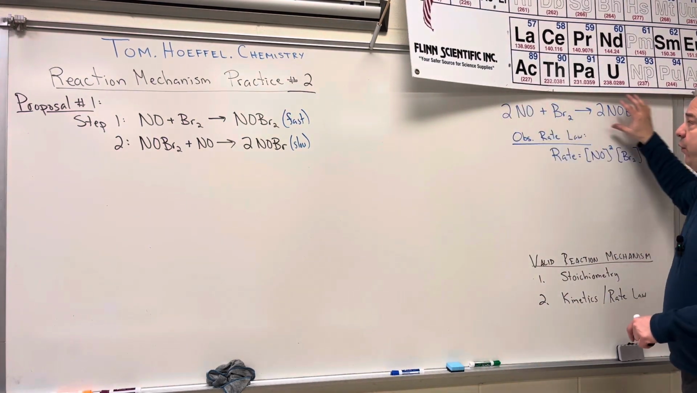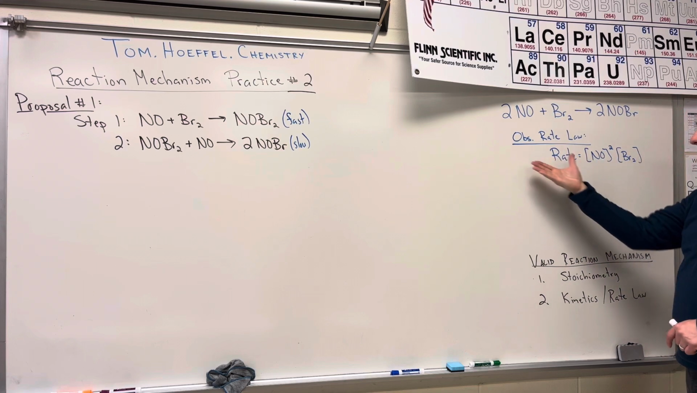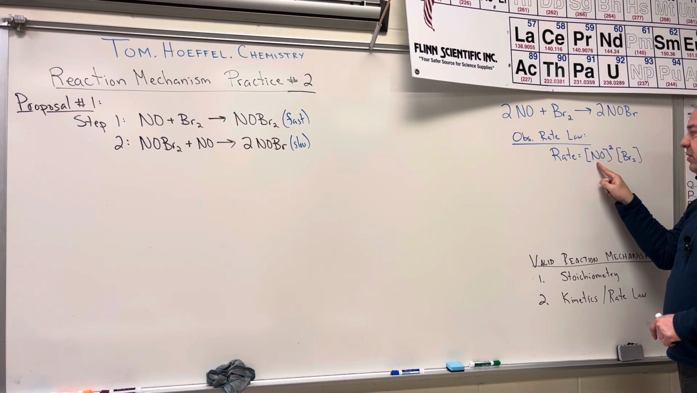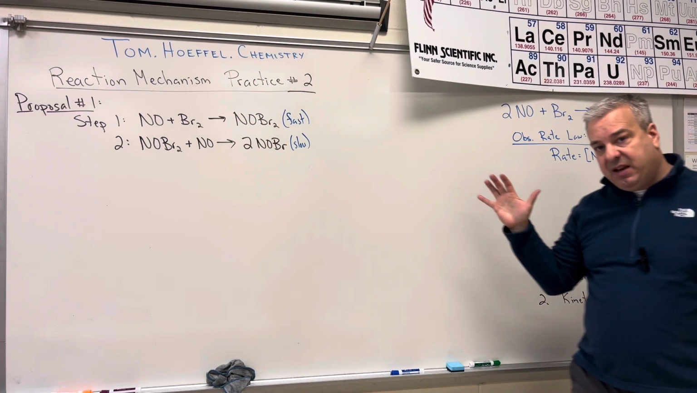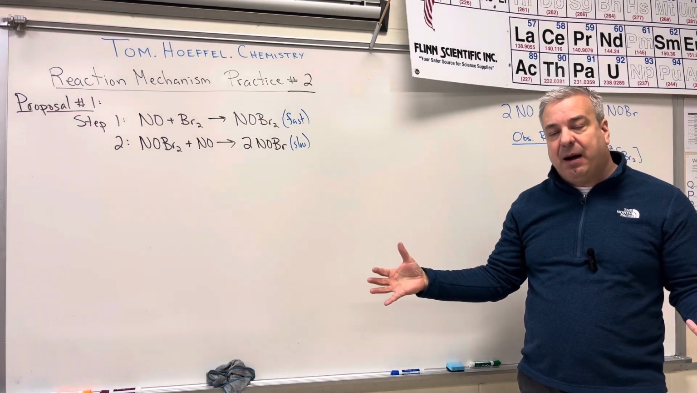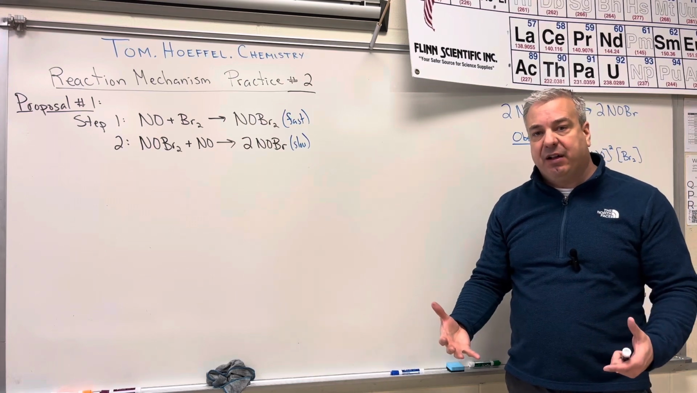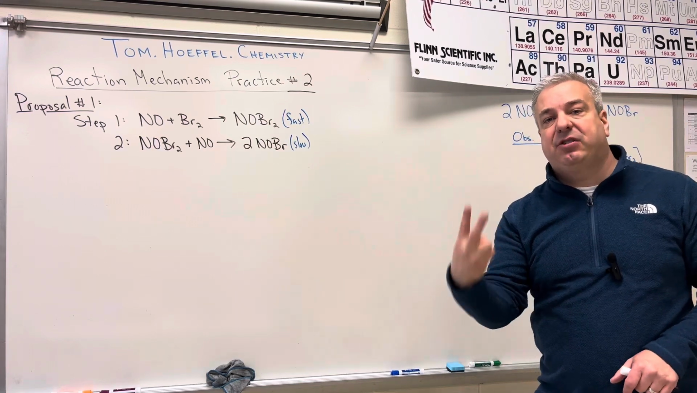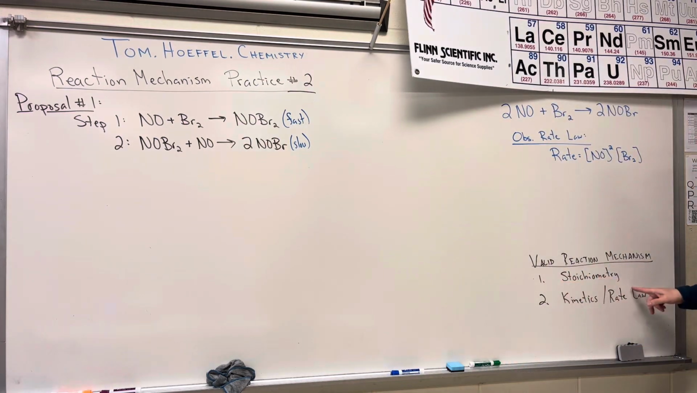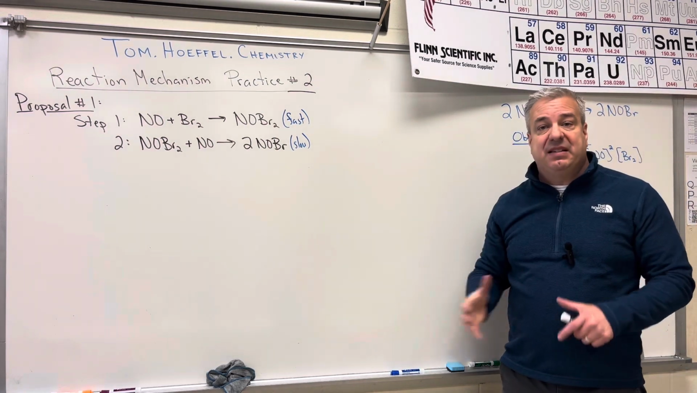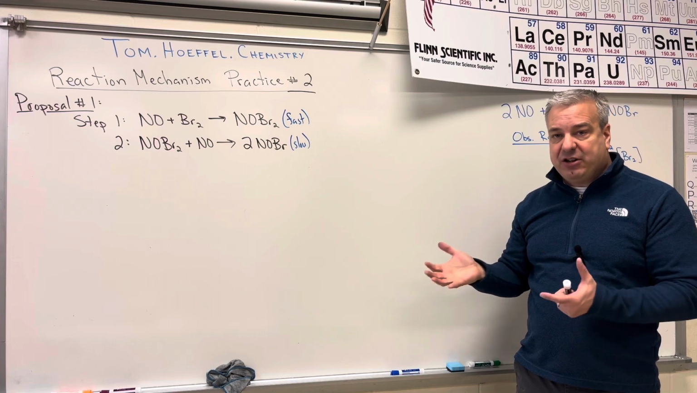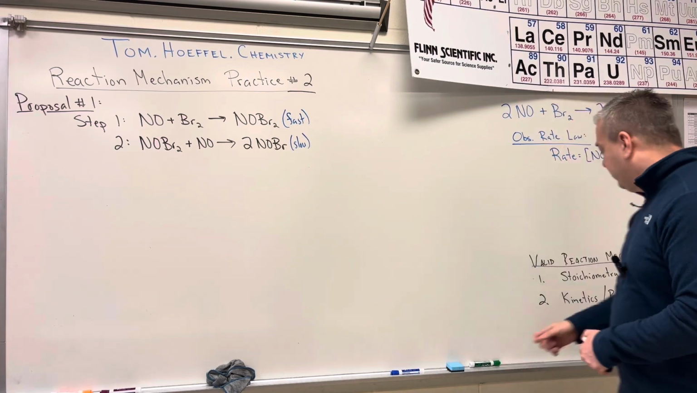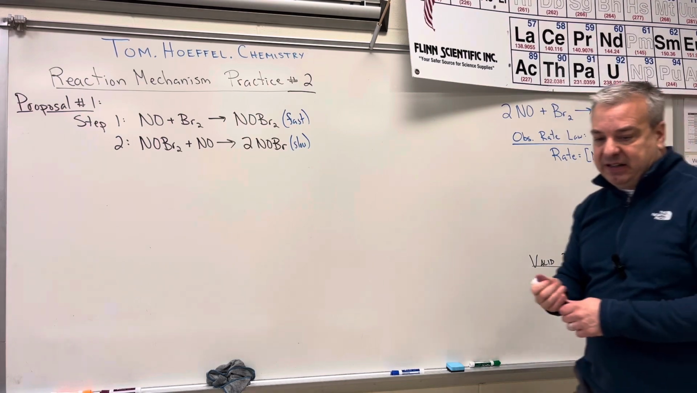We have this overall balanced chemical equation, and it has an observed rate law that's equal to NO to the second power and Br to the first power. Now, if you've been in our video series doing these problems, you know in order to have a valid reaction mechanism, it has to pass two tests. It has to pass the stoichiometry test, and it has to pass the kinetics test. So let's get right into this problem and see if this proposal number one is going to be a valid reaction mechanism or not. Okay, so let's see if it passes the stoichiometry test first.